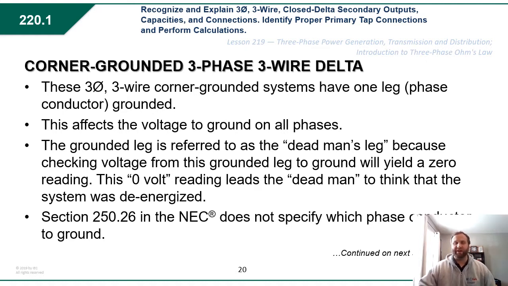So when you're taking readings on any kind of delta system, always use your meter and go phase to phase on all 3, and then phase to ground on all 3. And this will identify whether it's an ungrounded delta, a delta high leg, or a corner grounded delta.